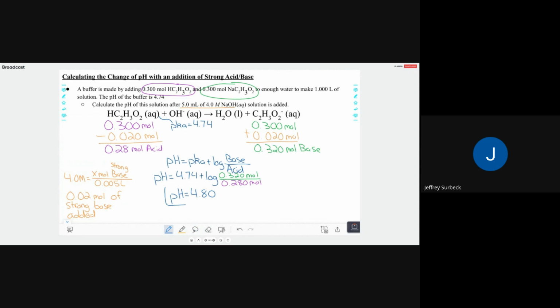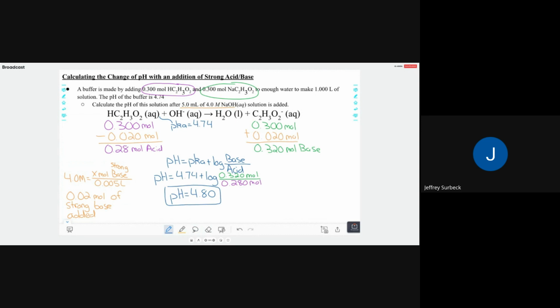Now, just think about this. 4.80 is not that much different than 4.74. We also added a strong base, so does it make sense that our pH got bigger? Yeah. So you can always do a double check in your head with how the pH differs. Next part, we're not going to go in crazy detail because it's not much different. But does anybody need this here?